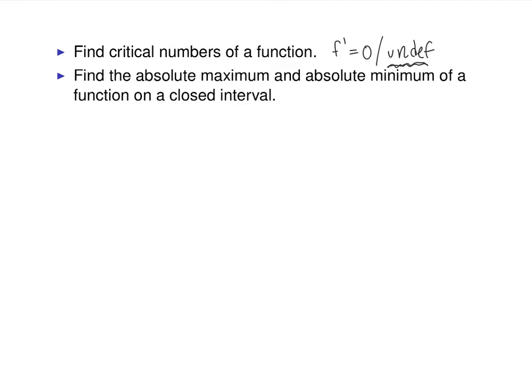And for the undefined part about critical numbers, the function must actually be defined there in the first place. So vertical asymptotes are not critical numbers. They are places where the sign of the derivative can change, but they're not critical numbers. And then you use this to find the absolute maximum. It's like the absolute biggest and absolute smallest y's of a function on a given interval.